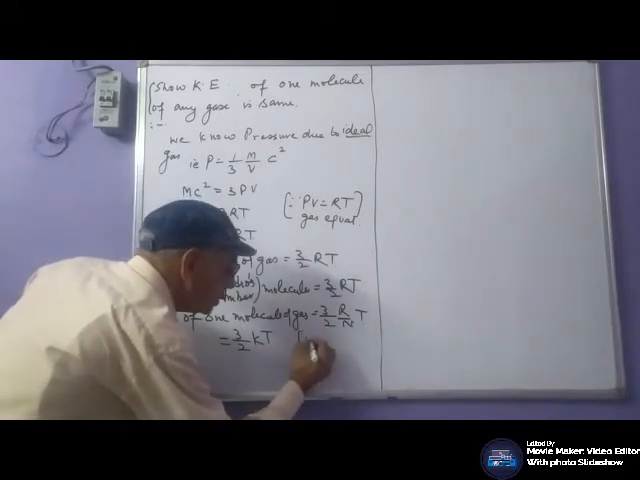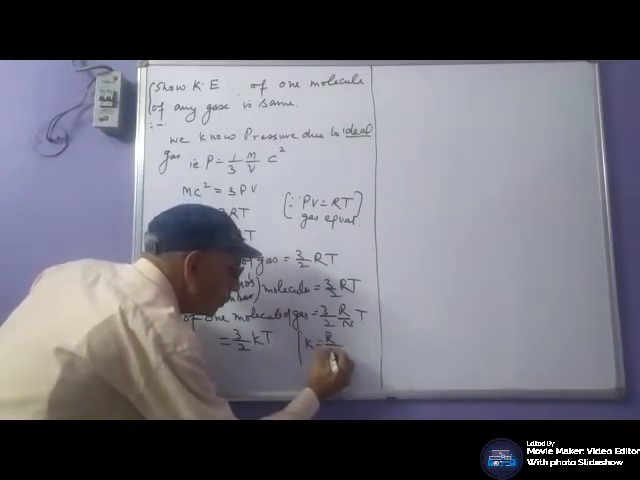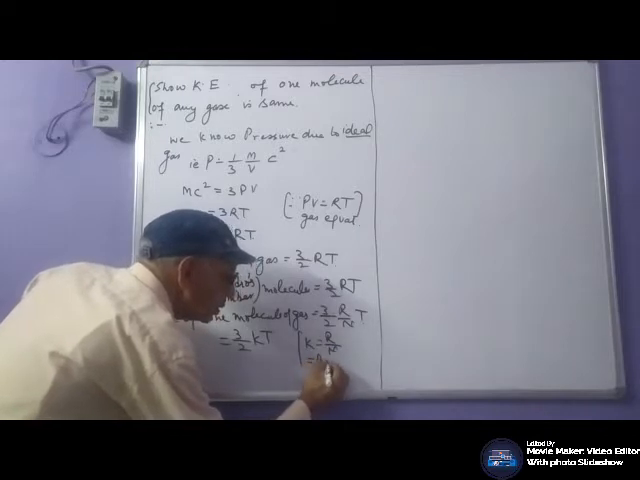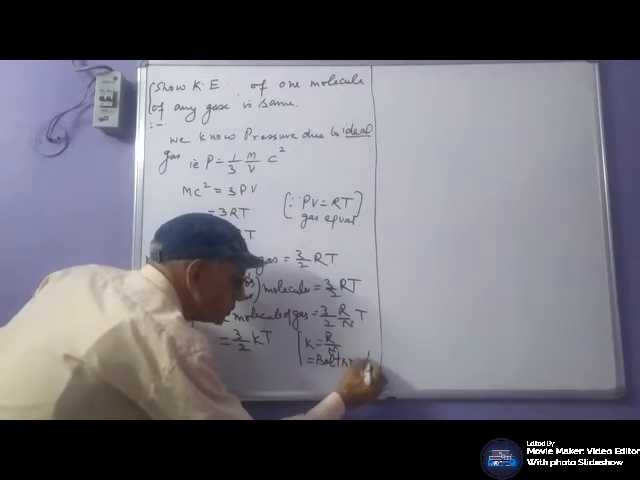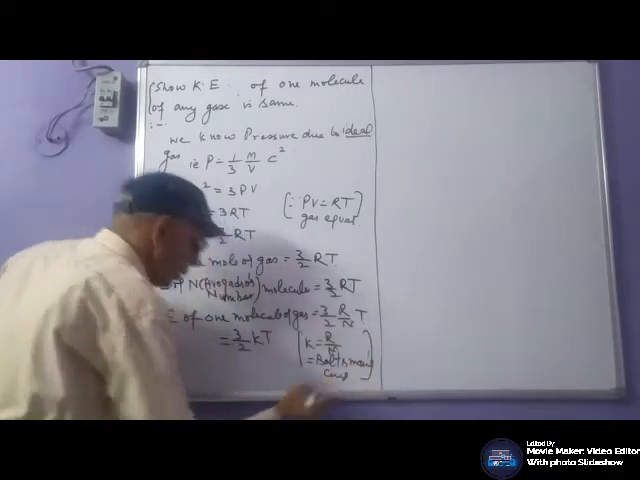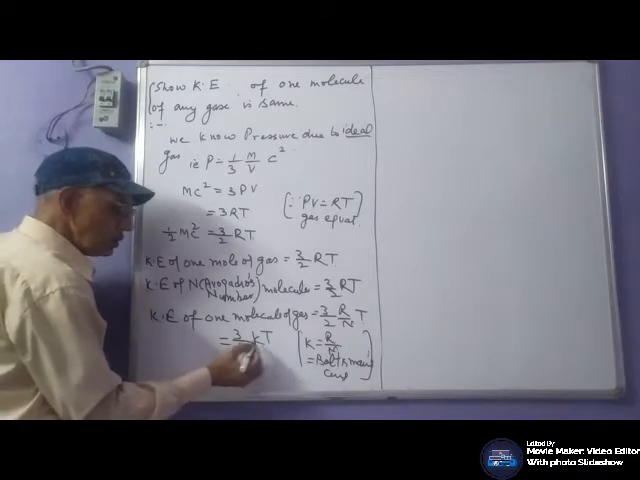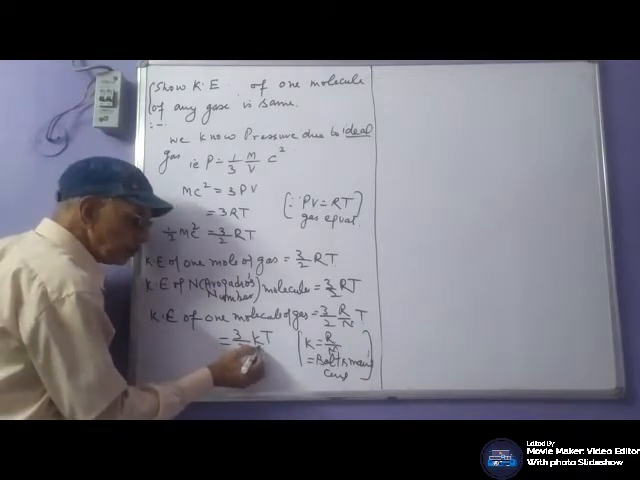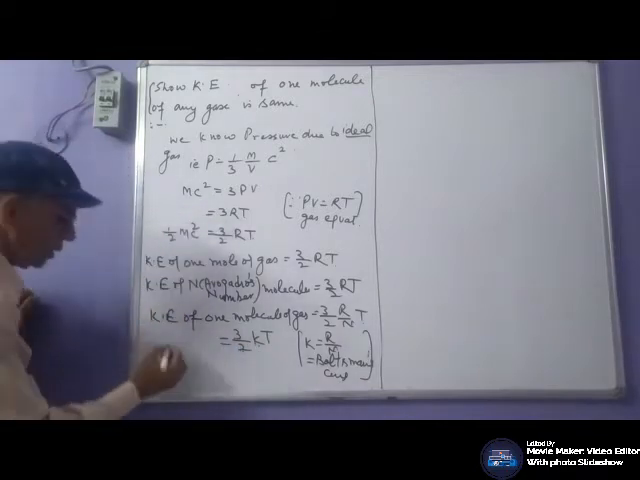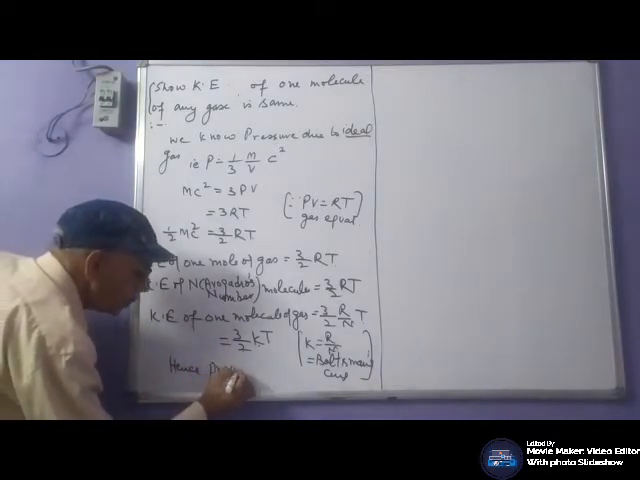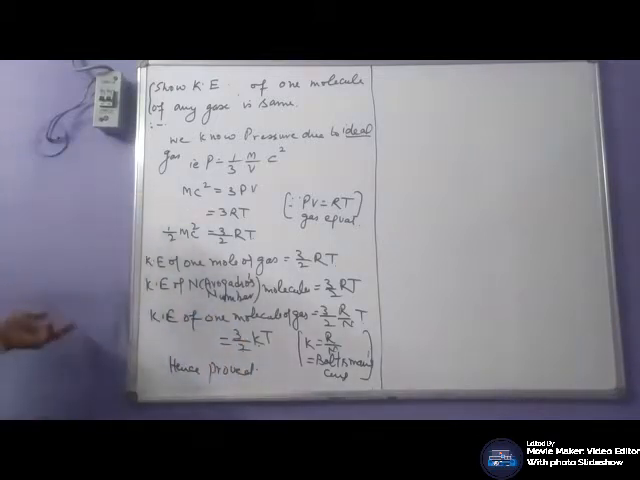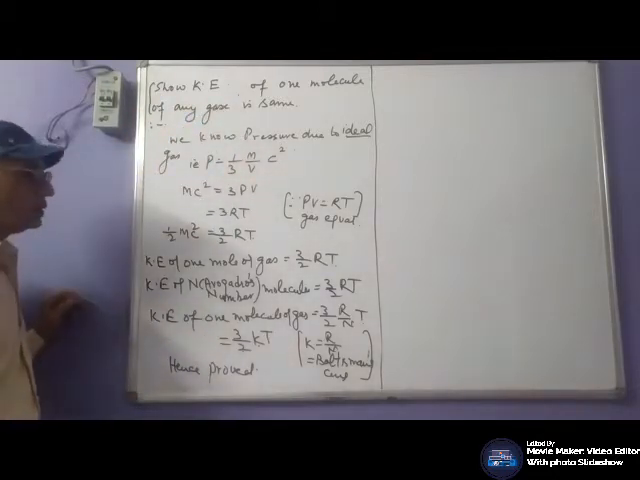where k = R/N is Boltzmann's constant. So this is constant, this is constant, this is constant, hence proved. Whether the molecule is of oxygen or nitrogen or any gas, the kinetic energy of 1 molecule is the same.